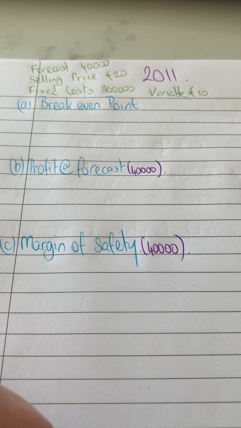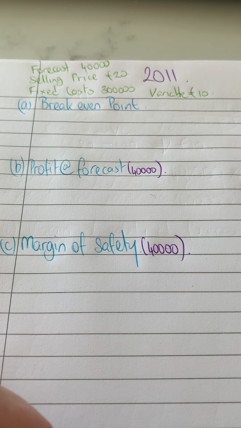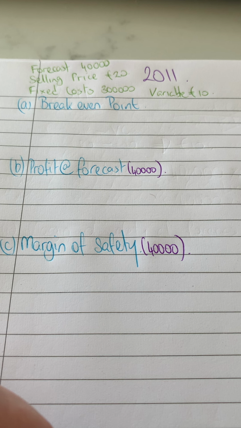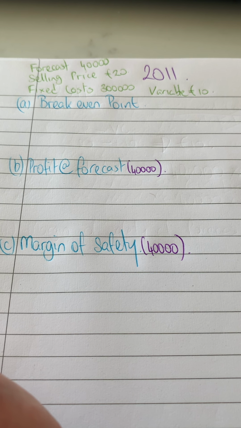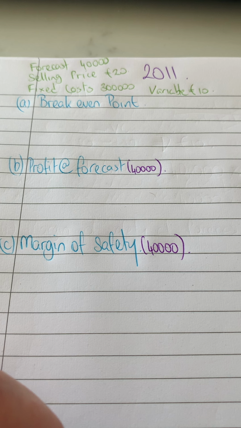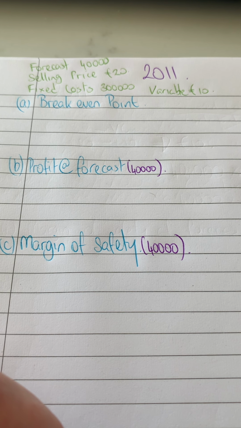In this question, we're asked to plot the information on a graph. We will do that, but in advance of it, let's show how each of the break-even point, the profit at forecast, and the margin of safety can be calculated. The break-even point is the number of units that the business has to sell so that it's not making a profit and not making a loss.